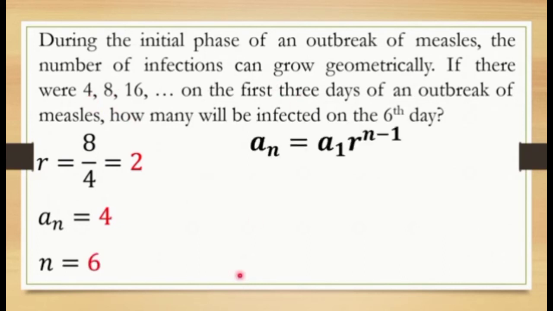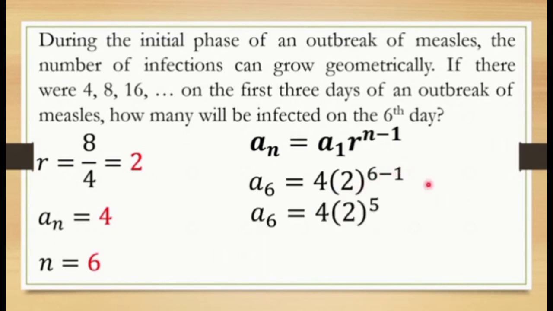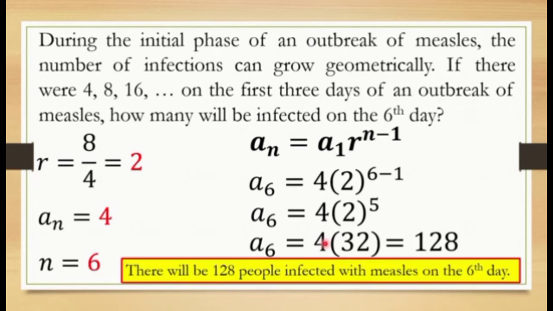So, using the formula, substitute the first term, which is 4. And then, this is the common ratio, raised to 6 minus 1. And then, 4 times 2 raised to 5. And 2 raised to 5 is 32. 32 times 4 is 128. This means there will be 128 people infected with measles on the 6th day.